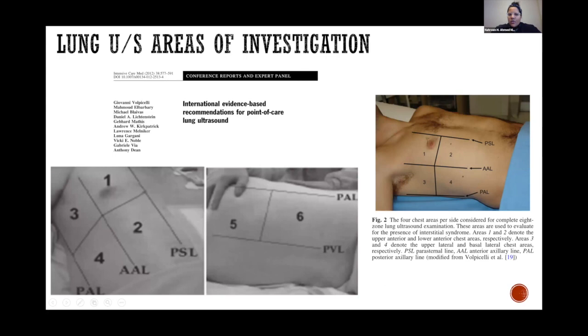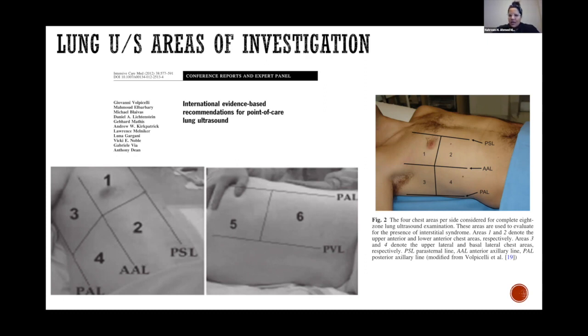So now that we know the orientation that we're using, how do we actually create a way in which we can see all lobes of the lung? Because you want to see as much lung tissue as possible to cover as much ground. So I'm showing you a diagram that basically reviews the international recommendations for point-of-care lung ultrasound, the consensus of how we break down lung zones.